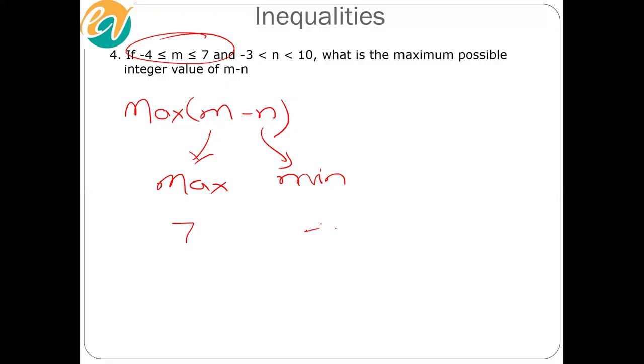Now that's important. Theoretically, n can be... it's not given that n is an integer. But the point is, we have to find out the integer value, so there's no point in taking a decimal value of n. So that now would be m minus n, which is 9. So the maximum integer value of m minus n is 9.